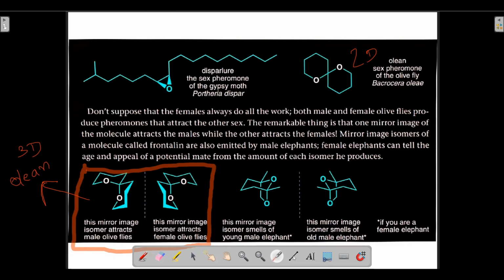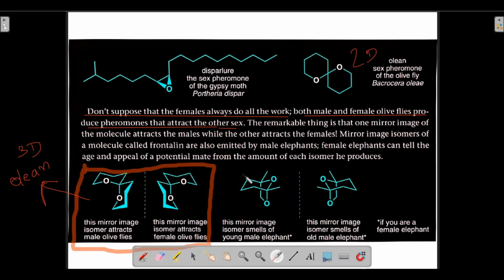So it is saying that don't suppose the females always do all the work. It is not like that. Although in the previous lecture we felt that only females do all the work of releasing the sex pheromone, it is not restricted to females only. Sometimes males can also release sex pheromone. Both male and female olive flies produce pheromones that attract the other sex. For example, this is released by females and attracts males, and this is released by males and attracts females.